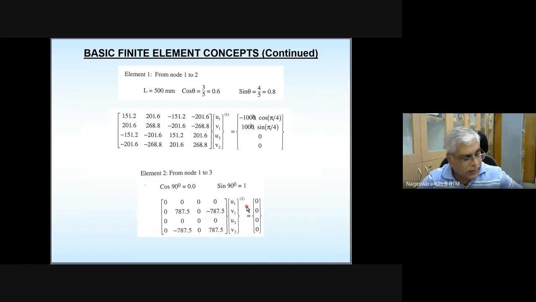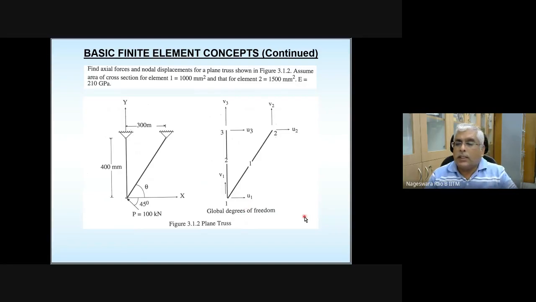Now in this particular case, there are 3 nodes in this problem. At each node there are 2 unknowns, so the total number of unknowns is 6. The final global equation system is going to be 6 by 6. Node 1 contribution goes into the 1 and 2 locations, node 2 contribution goes into 3 and 4, and node 3 contribution goes into 5 and 6.